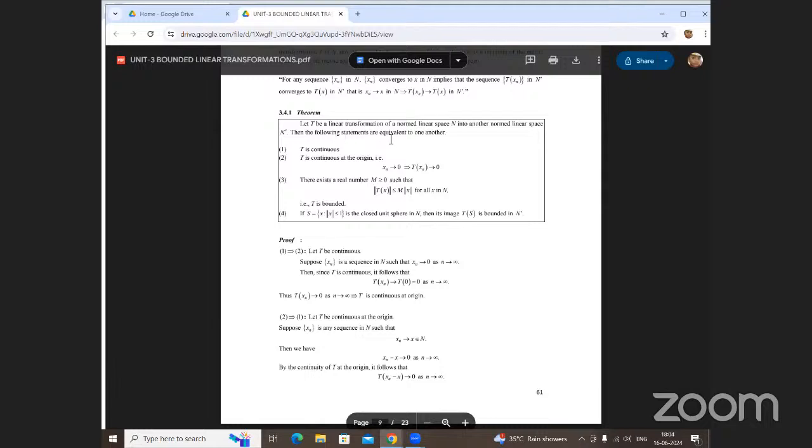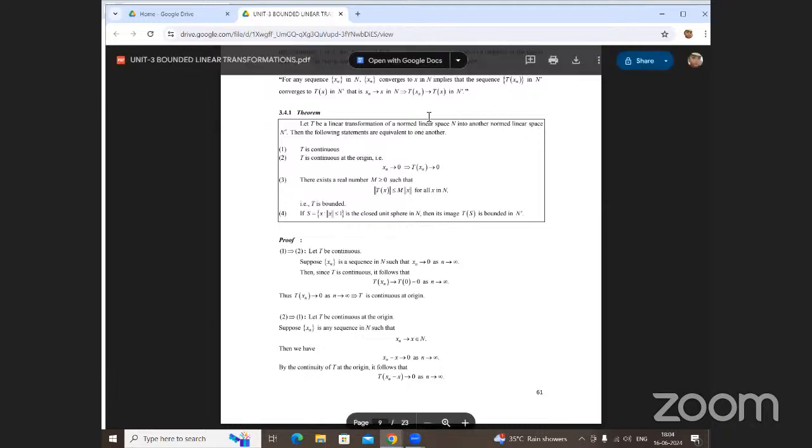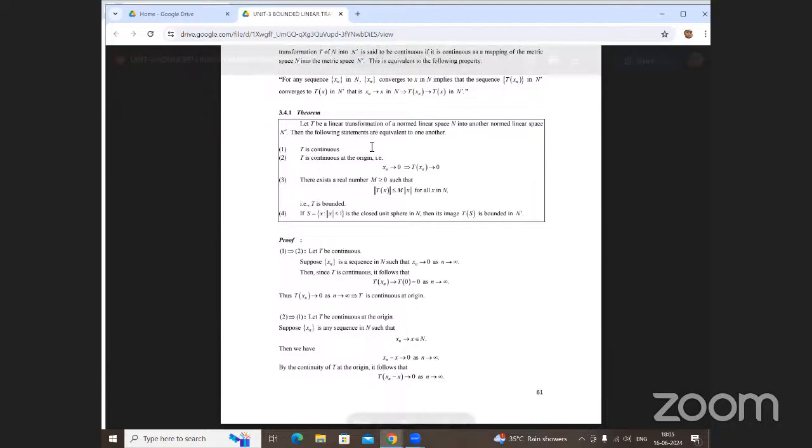Let T be a linear transformation of a normed linear space N into another normed linear space N dash. So simply, T maps from N into N dash. That is the linear transformation given. Then the following statements are equivalent to one another: 1 implies 2, 2 implies 3, 3 implies 4, and 4 implies 1.